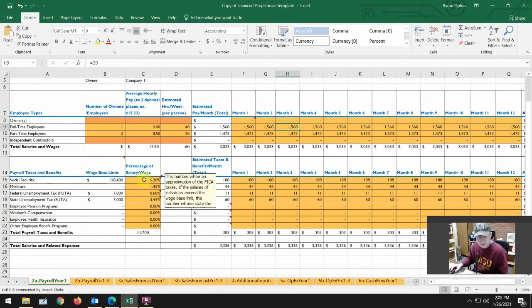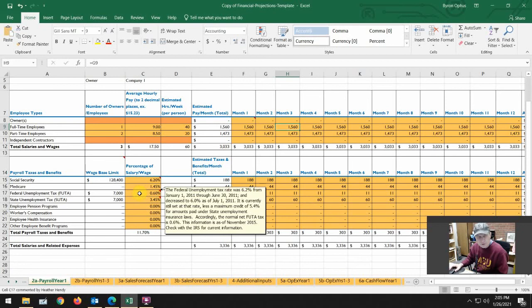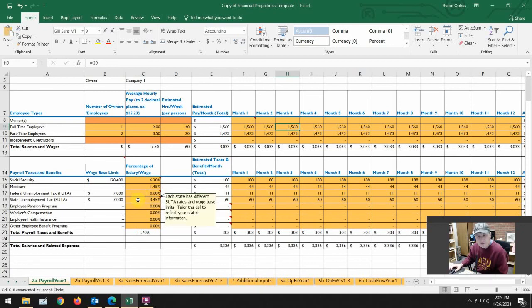Remember, Social Security: as the employer, you're required to deduct from their pay 6.2% for Social Security, but you also have to pay 6.2% on their behalf, and that's what this represents. And then Medicare is another 1.45%, for a total of 7.65% that you're going to pay on their behalf. And then we've got federal unemployment tax and state unemployment tax. Okay, and it's okay to leave these here.